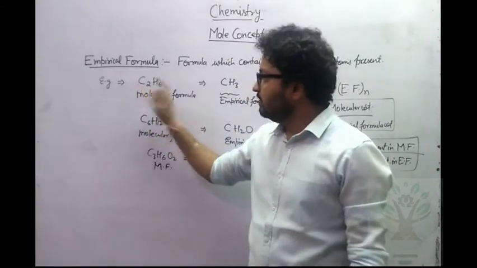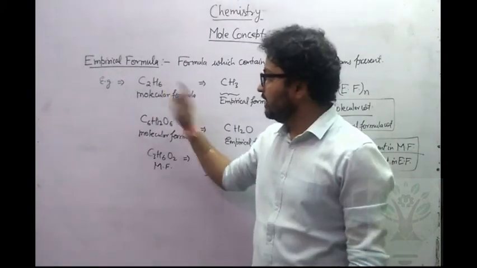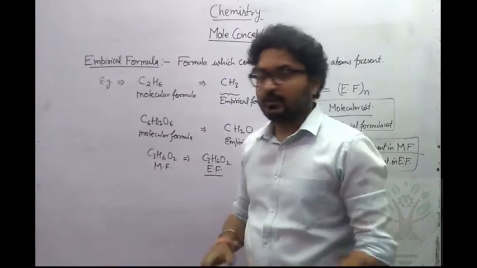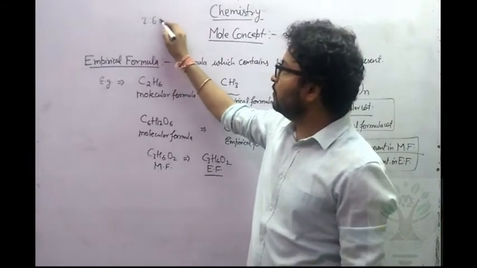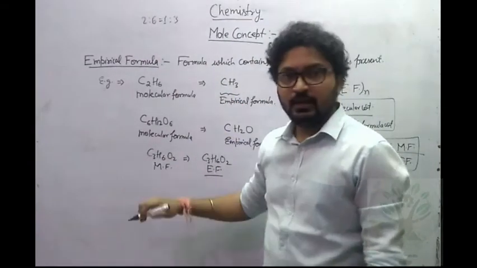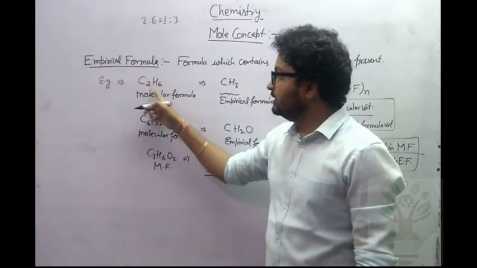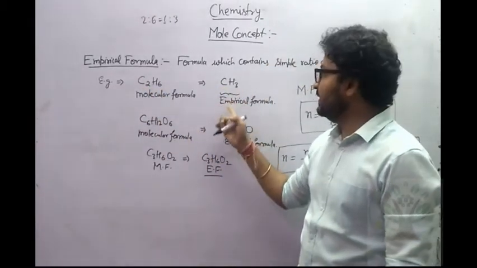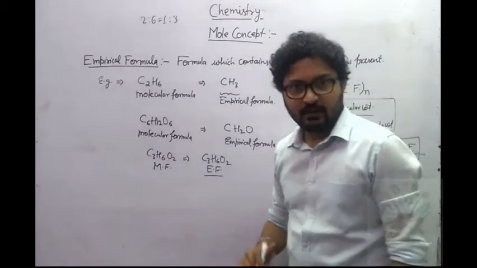How many carbon do we have here? 2. How many hydrogen? 6. So if we take the simple ratio of 2 and 6, 2 is to 6 equals how much? 1 is to 3. So if I divide this entire formula by 2, I will get CH3. So CH3 will be called the empirical formula.